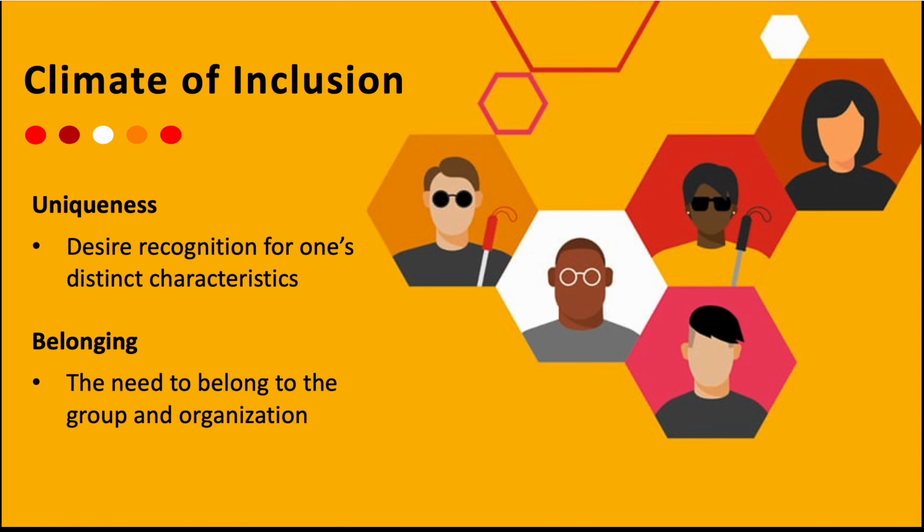So it's not just that you recognize that individuals have distinct characteristics, it's not just that you recognize your own unique characteristics. It's that we also have a desire to belong to the organization and to the group. So we want to feel as though we're part of the group. We want to feel as though other people care about us and that we're part of a team and not just one individual operating kind of around other people. So, to create a climate of inclusion, we have to make people feel like we care about their unique characteristics, and we have to make people feel like they belong, that they are part of what we're doing.